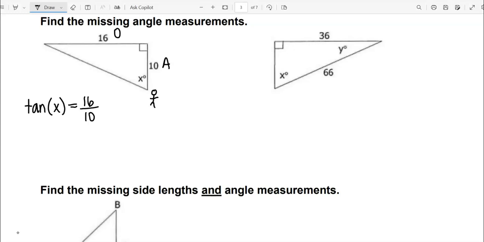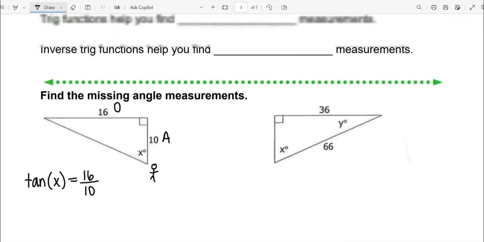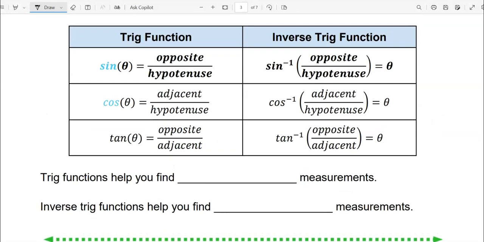Yeah. So the way that we undo a trig function, let's think back to like 8th grade, Algebra 1. How do you undo addition? Subtraction. How do you undo multiplication? Division. How do you undo a square? Square root. All of those are what kind of operations? Inverse operations. And so to undo tangent, which is a trig function, we're going to use inverse trig functions.